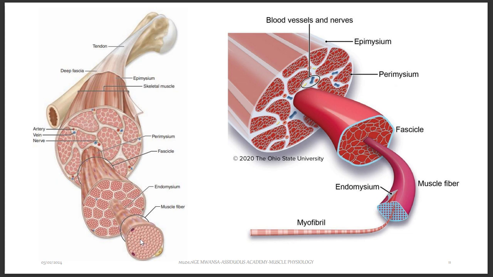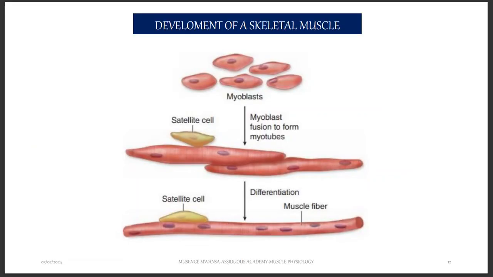Each individual muscle fiber is made up of myofibrils, which are made up of actin and myosin. And that's what you can see being composed of different sarcomeres. Skeletal muscles will develop from myoblasts, which will become the skeletal muscles. Other myoblasts will differentiate and become satellite cells, which can be used to grow in case of anything that happens to the muscle, for repair.